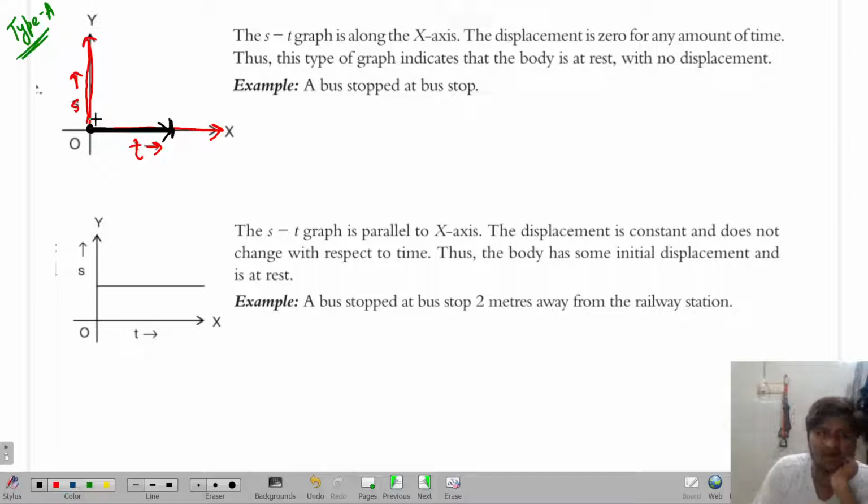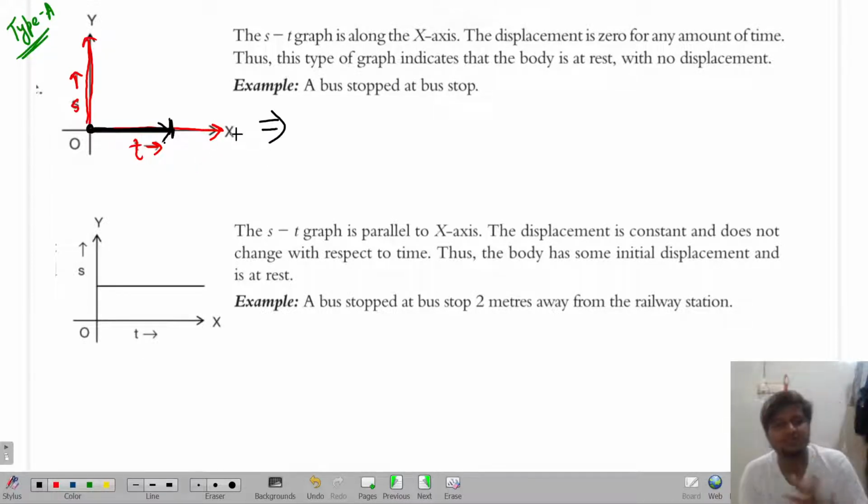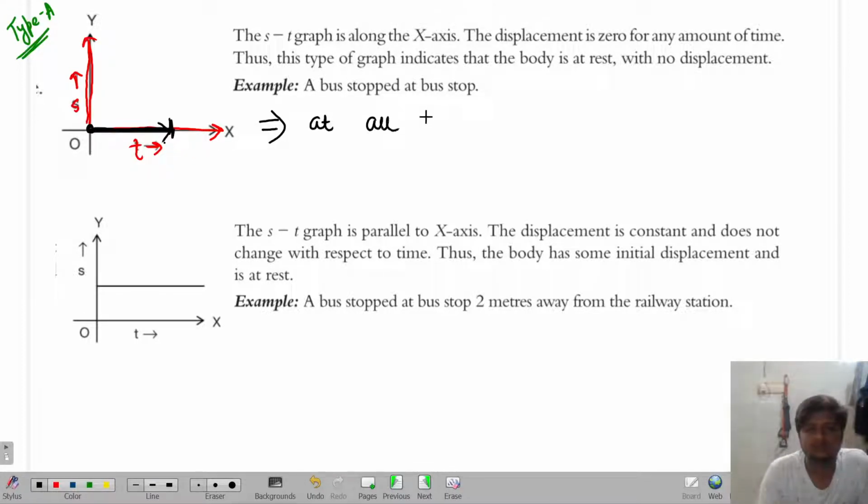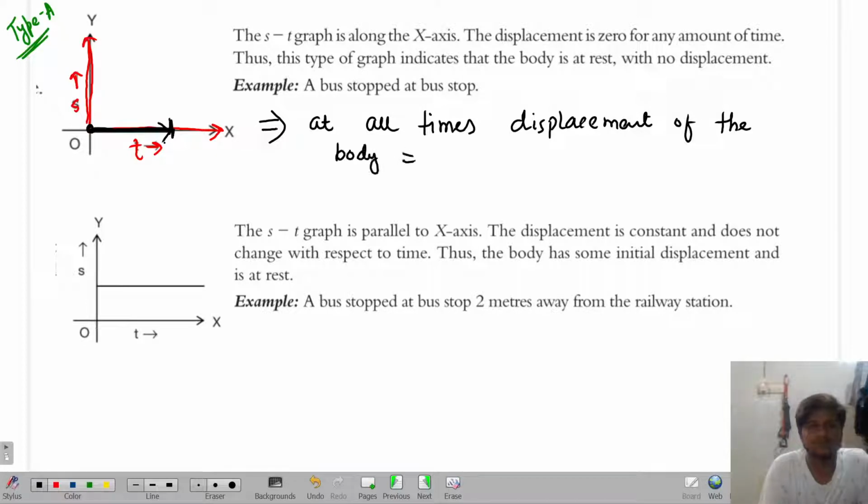If you have a displacement time graph, and the line starts from the origin and is flat on the time axis, it means it is parallel to the time axis. Can anyone tell me what is the meaning of this? I will try to make you understand. What is this graph saying? Can I say that at all times, the displacement of the body is equal to zero? Can I say that or not? Tell me yes or no.